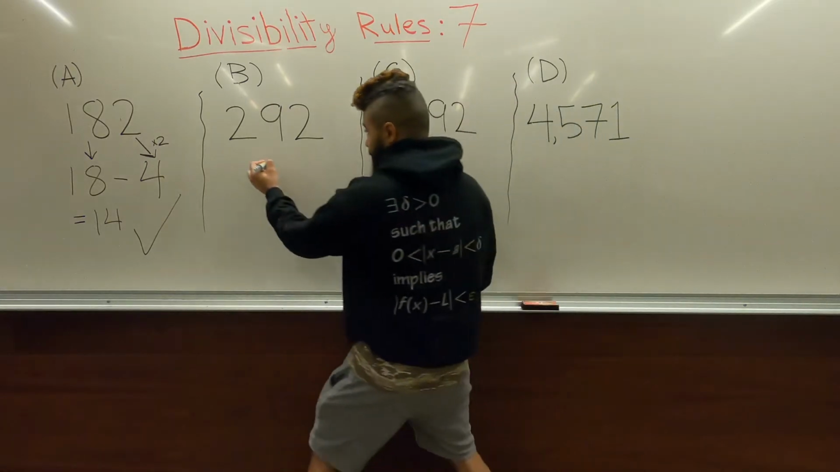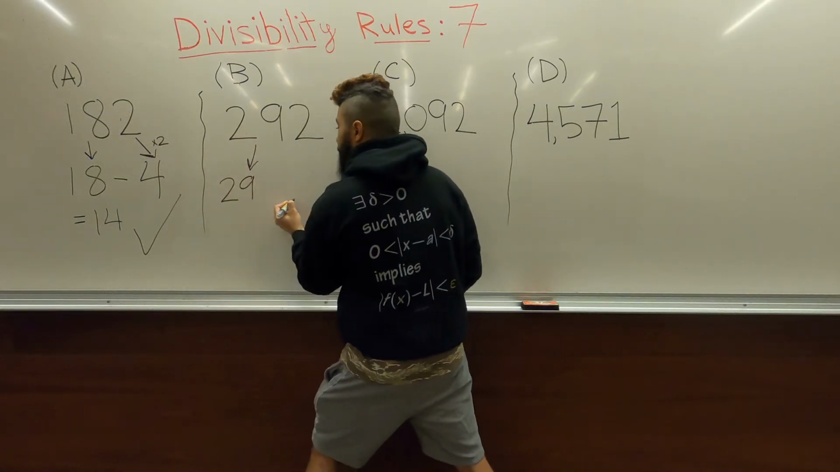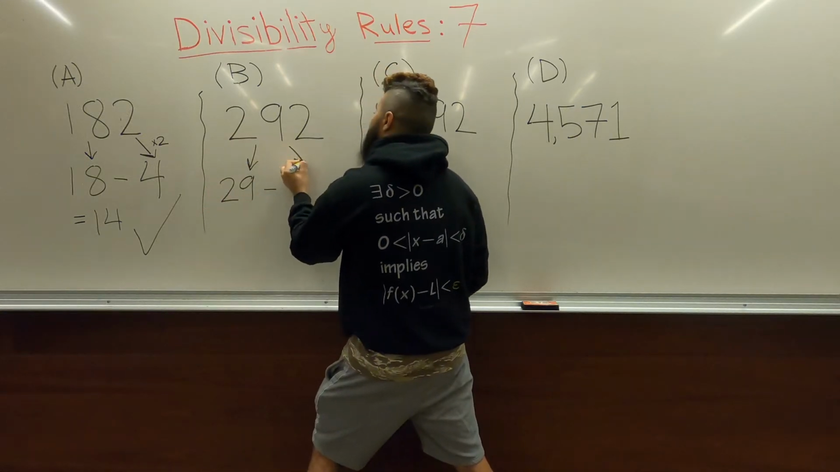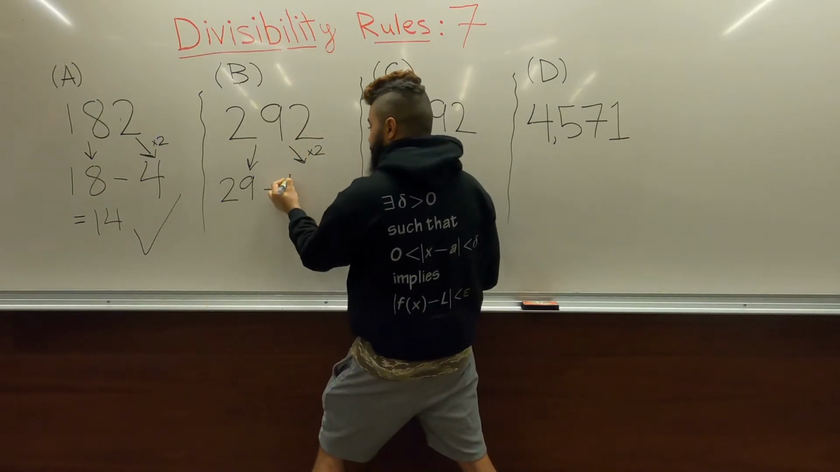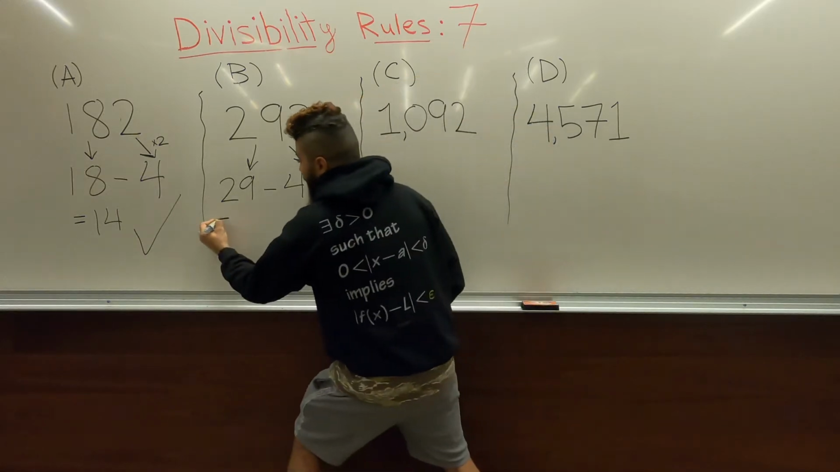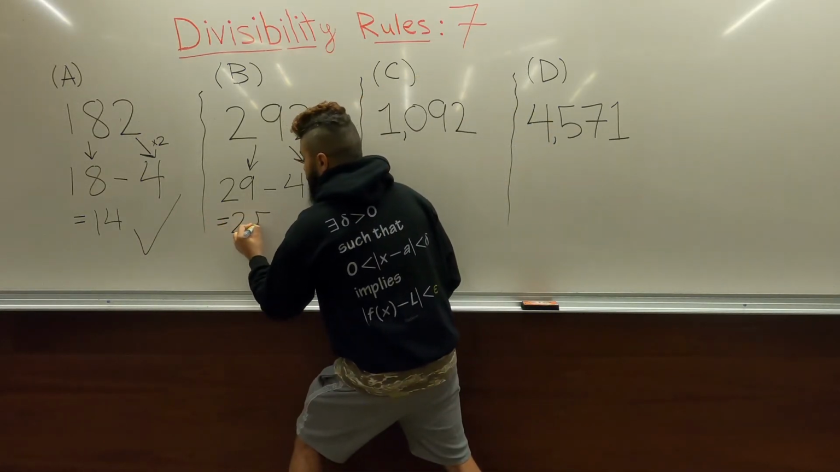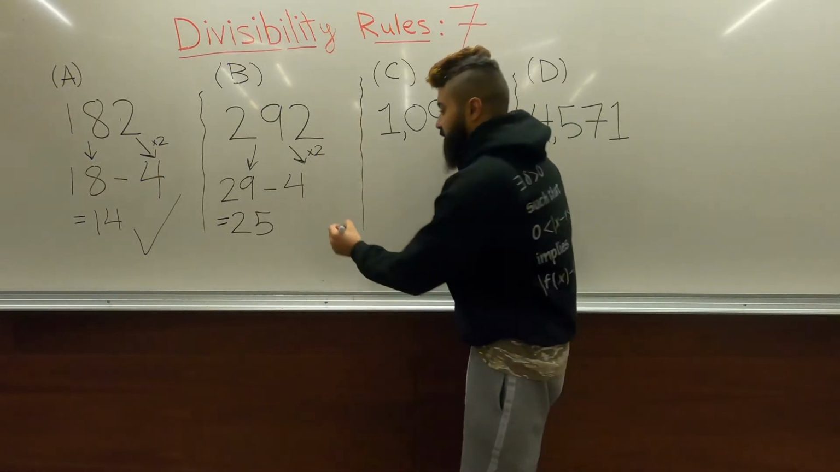292. You multiply that last number by 2, and it's 4. 29 minus 4 is 25. 7 does not fit inside 25 nicely, so it doesn't fit inside this one.